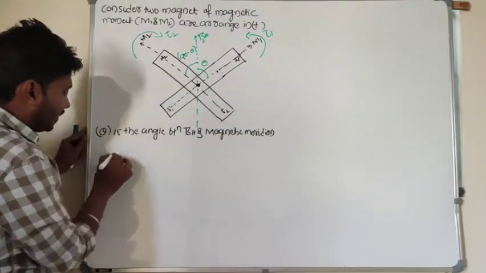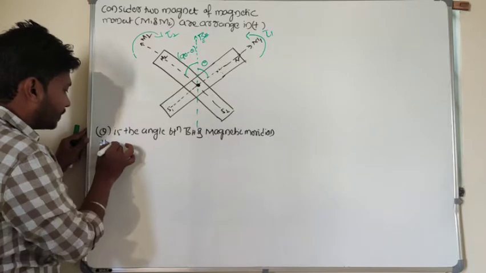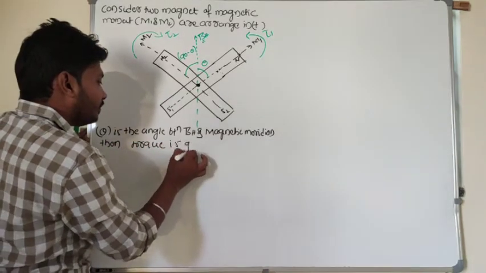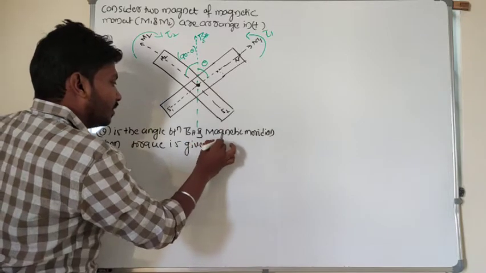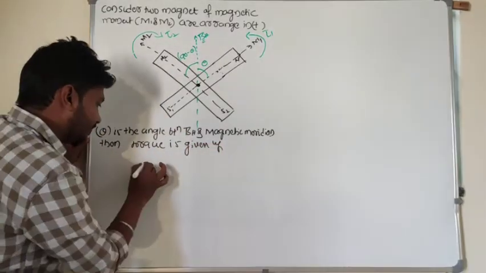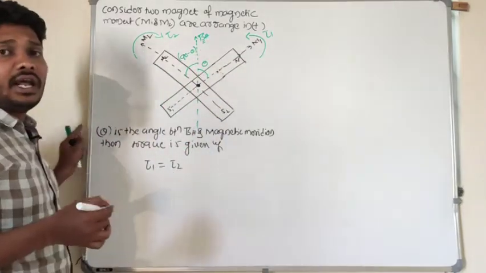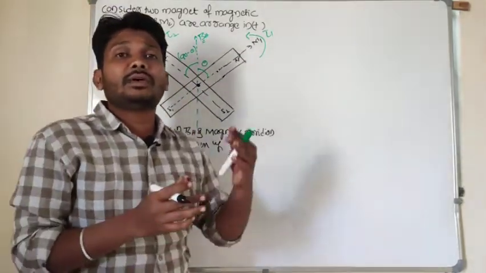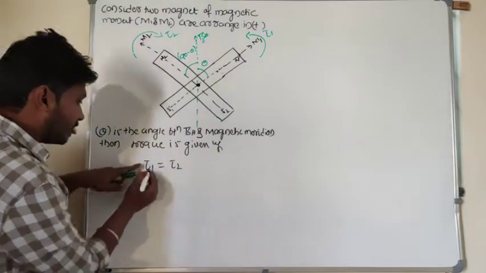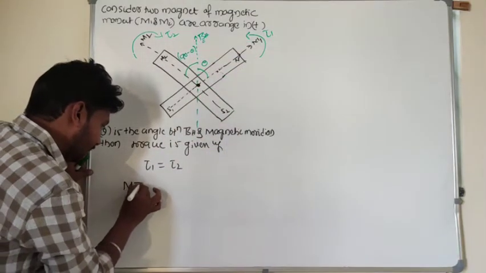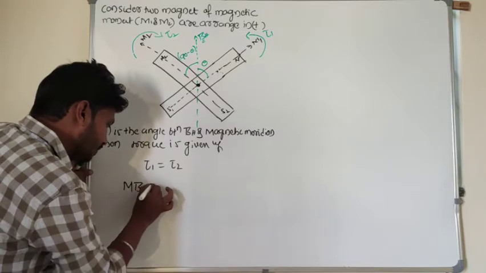Now I can consider the torque. The torque acts on these two magnets. These torques are equal in magnitude and opposite in direction. Torque tau is equal to mB sin theta here. The torque acting on the first magnet is m into B of H sin.